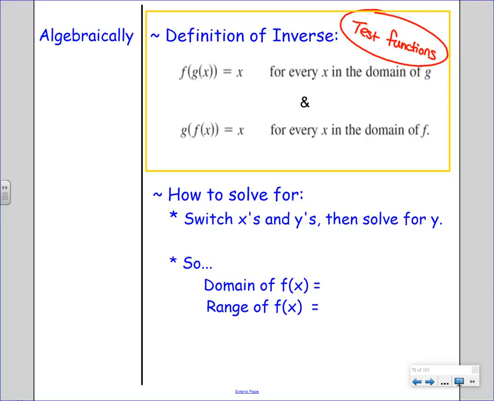I gave you a function up on the board. Now I'm just going to write them off to the side. Try to see how much you guys can do mental math.